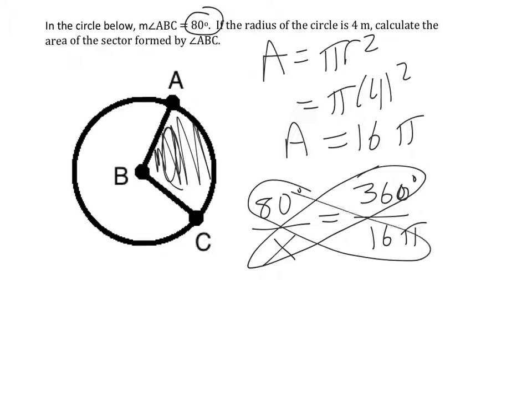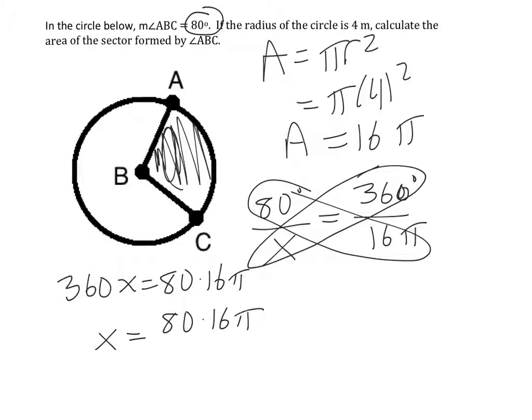So when you cross multiply, you get 360 times x. So 360x equals 80 times 16 pi. And then to simplify this, we'll divide each side by 360. So x equals 80 times 16 pi over 360. And this is our answer, but we really want to go about simplifying it.